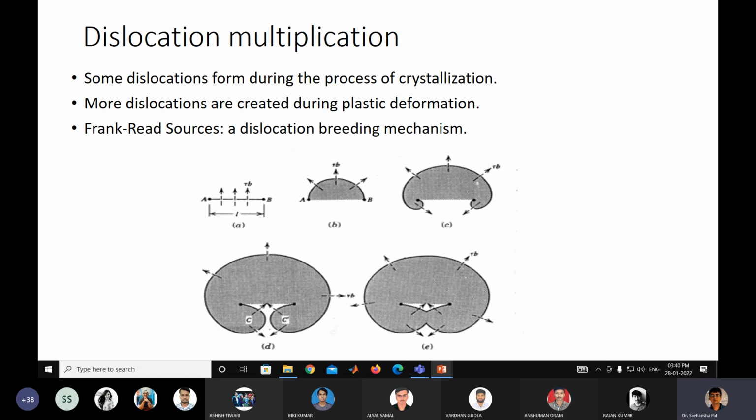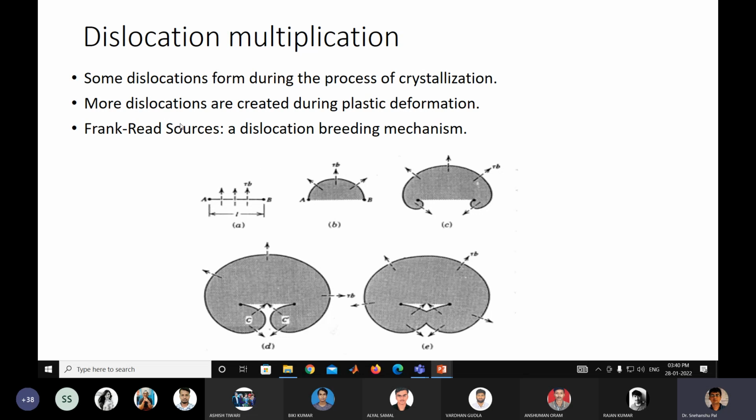And when it does that, sometimes it will just stretch and tear apart, and a new dislocation loop is created inside the original dislocation. This is known, as per the metallurgists and material scientists Frank and Read, as the Frank-Read source of dislocation.